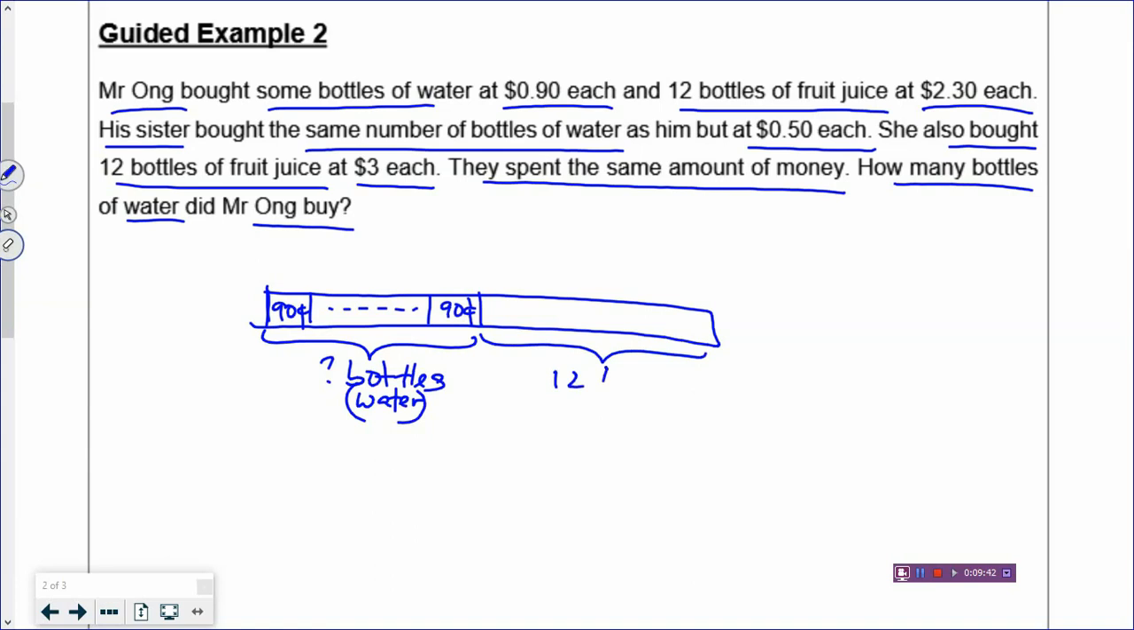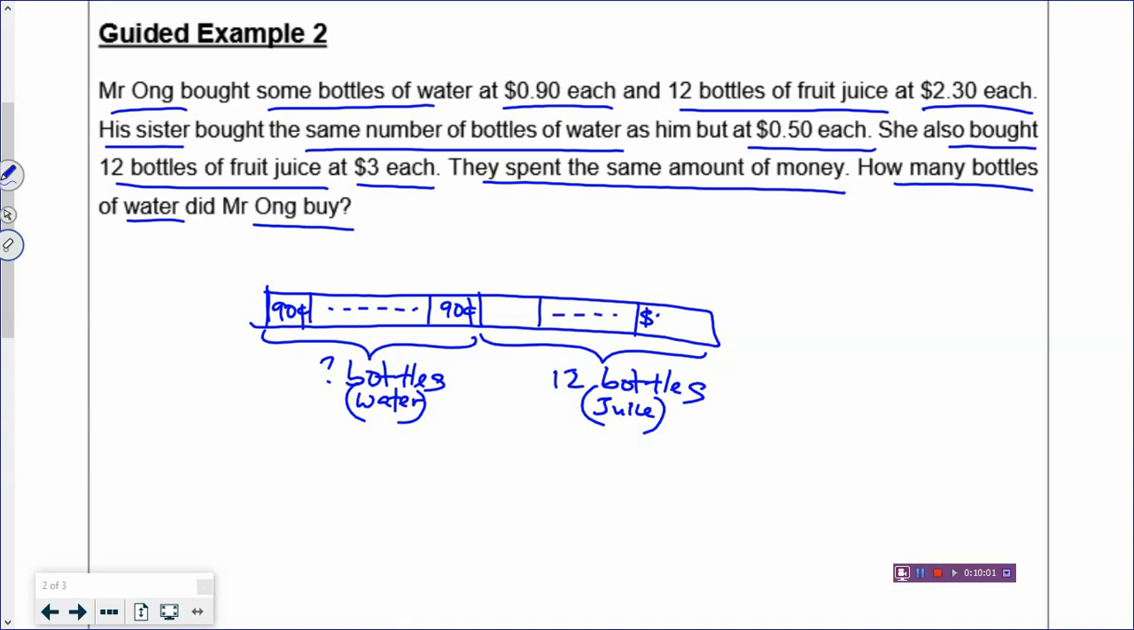So 12 bottles, and do I want to cut into 12 parts? I don't think I want to do that because it's too many boxes to cut. So let's call it juice. 12 bottles of juice. And how much is one bottle? $2.30 each. So if I don't want to cut, then I do something like this.